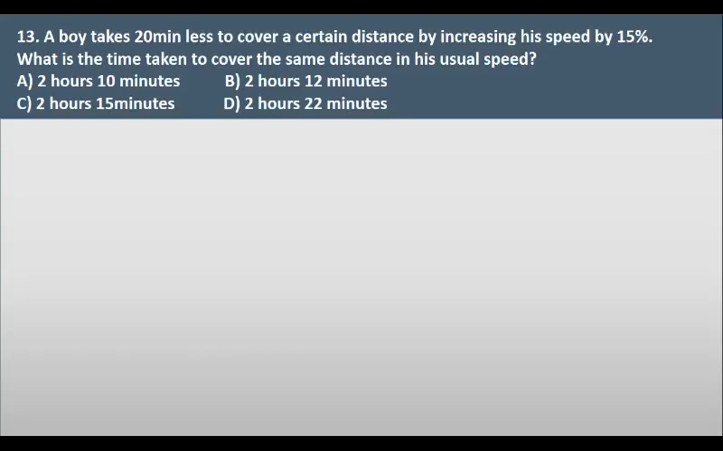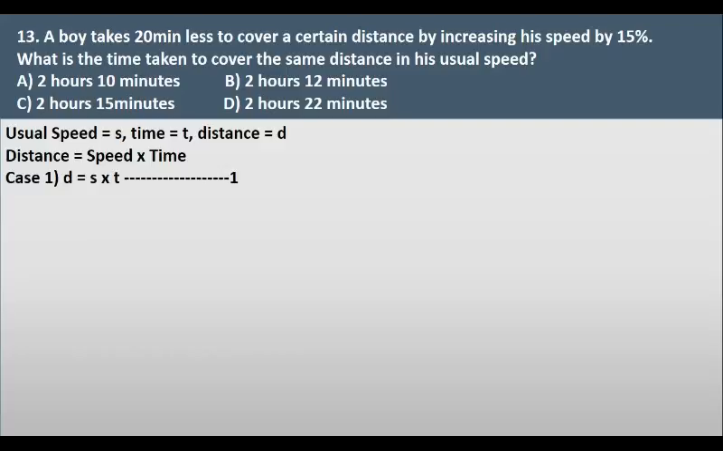We are given that a person covers a certain distance in 20 minutes less time if he were to increase his usual speed by 15%. We need to find his usual time for the same journey at his usual speed. So let us assume that his usual speed is S, usual time is T, and the distance is D. So in case 1, let us check the usual scenario. We know that distance is equal to speed into time. So we can get our first equation, D equal to S into T.